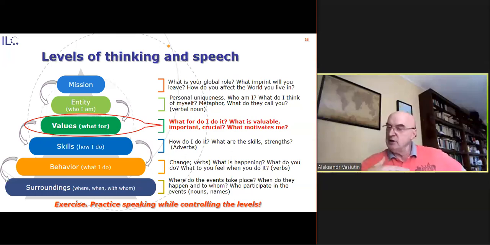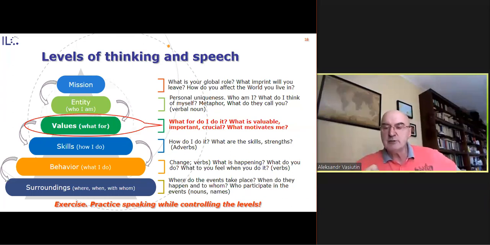The level of skills, by the way, predators and animals are very good at skills because they can easily realize whether they will chase another animal or not. But there is a higher level, and that is the level of values. Why do we need them? What is the purpose? Why are we doing this? What is important? What is most valuable? What motivates us? And the level of values, look, I highlighted it with red color.